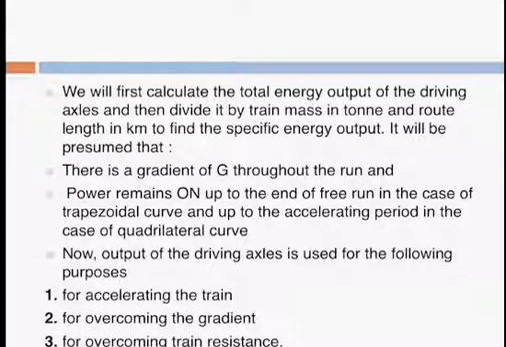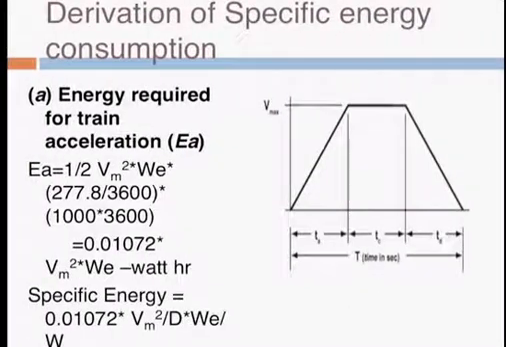So output on driving axles is used for three purposes. First one is for accelerating the train, second one is for overcoming the gradient, and third one is for overcoming the train resistance. As you can see in this graph, on x-axis we have time which is in second, and on y-axis we have speed which is in kilometer. So firstly, the energy required for train acceleration.